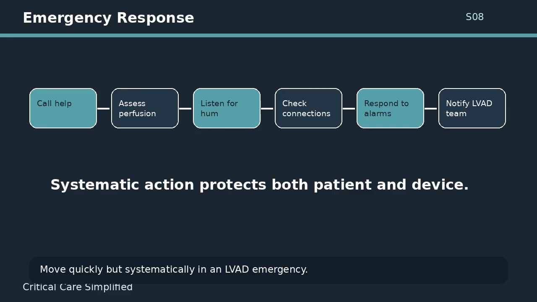In an LVAD emergency, move quickly but systematically. Call for help and notify the LVAD or heart failure team early. Assess responsiveness and perfusion. Listen for the device hum and check controller, batteries, driveline, and power connections. Respond to alarms according to device protocol. If power loss or controller failure is suspected, prepare backup batteries or controller according to policy.